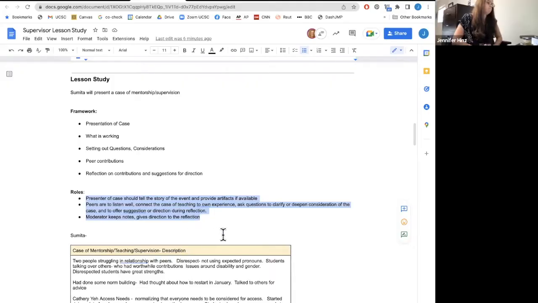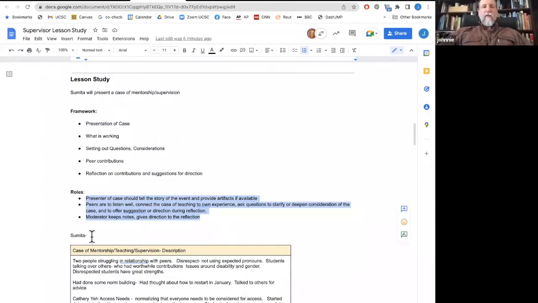And the moderator, I've always been the moderator, I'll be the moderator today. I'm listening really well, and I'm going to be taking notes. And those notes will come up at the end of some of the discussion as a way of drawing to a close or summing up what things we've learned together from the case of teaching.